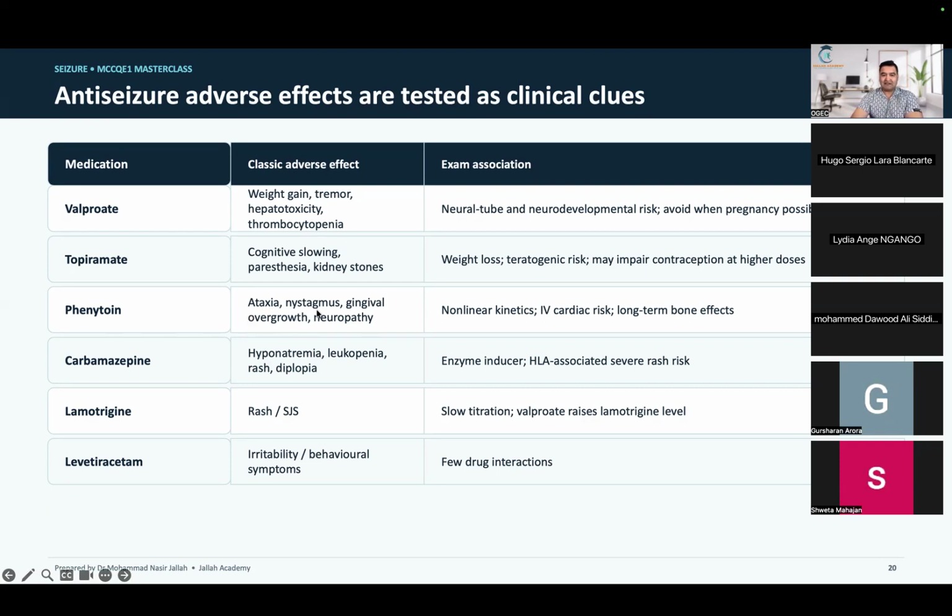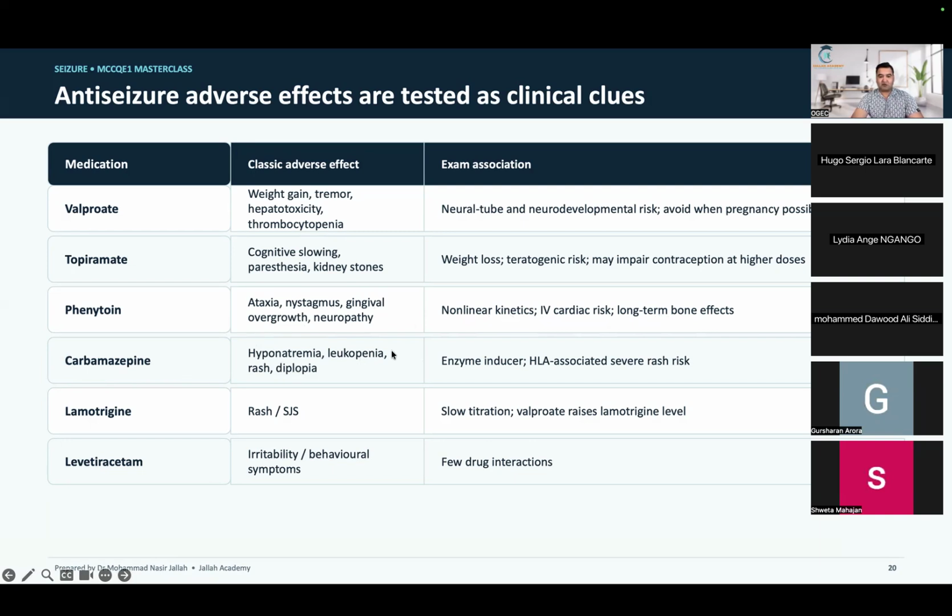Phenytoin: ataxia, nystagmus. Please remember this. I don't know why they love to test the adverse effects of phenytoin, which are ataxia, nystagmus, gingival overgrowth, and neuropathy. Okay, please remember this. I have seen it in so many subscriptions. I forgot to make it red and bold, but remember: phenytoin, ataxia, nystagmus, gingival overgrowth, and neuropathy. Non-linear kinetics, IV cardiac risk, long-term bone effects.